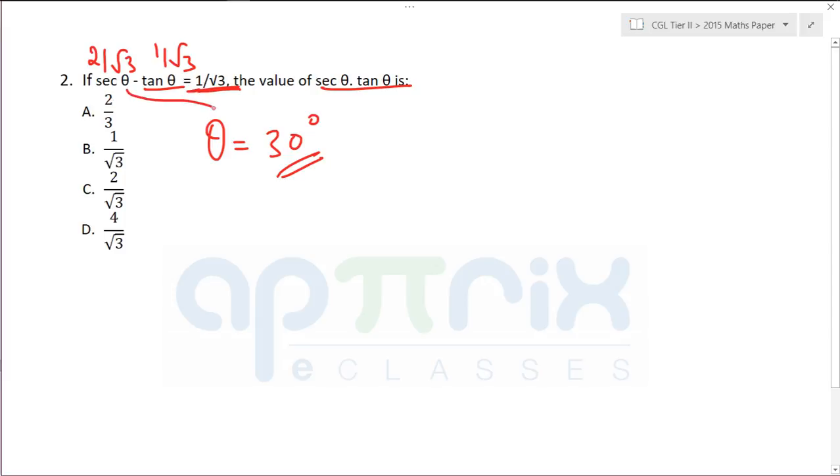Difference will be 1 by root 3. That means here theta is equal to 30 degrees, satisfying. Now nothing is left. The answer will be 2 by root 3 into 1 by root 3, and that will give you 2 by 3. And you can easily mark option A and move further. Hope nobody is having any problem.